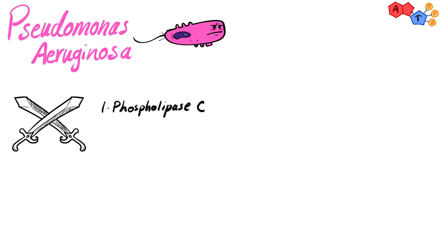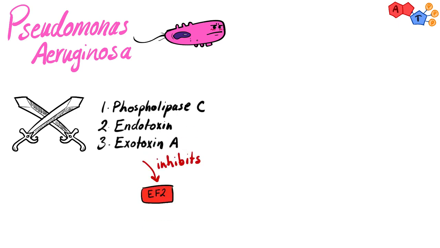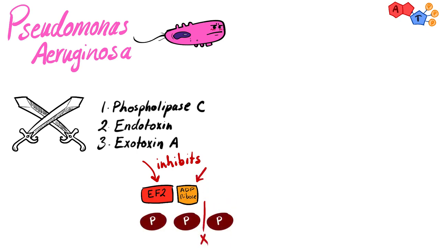damages cell membranes, endotoxin, which is common between all gram-negatives, and if you remember from our first video, the introduction to microbiology, we mentioned that this is what causes the fever and shock in patients with gram-negative infections. And then he has exotoxin A, which inhibits EF2, or elongation factor 2, by adding an ADP ribose moiety to it, and thus not allowing the cell to make proper elongated proteins.